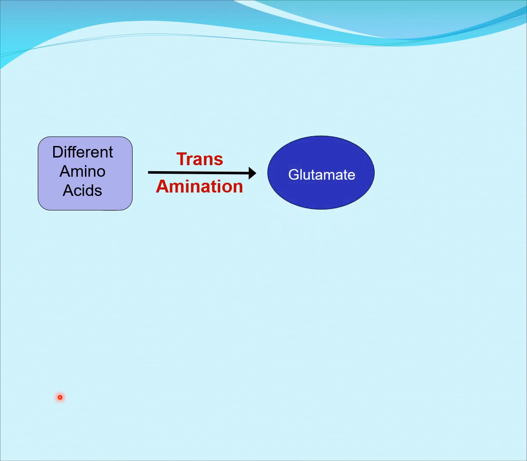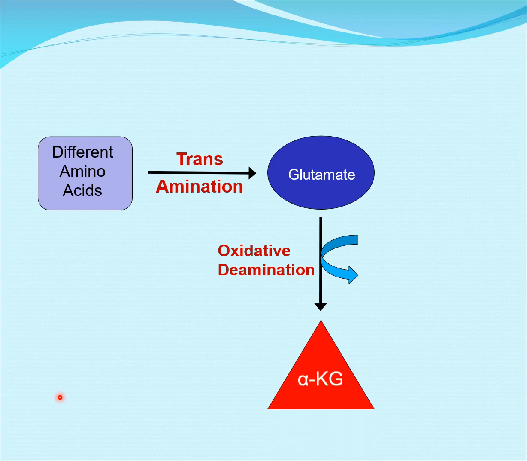So, in general, different amino acids by transamination would be converted into glutamate. This is the forward reaction. And this glutamate by oxidative deamination is converted into alpha ketoglutarate. This is accompanied by production of ammonia and requires conversion of NAD into NADH. So this is the forward reaction in which different amino acids will be converted into alpha-ketoglutarate by the combination of transamination and oxidative deamination, resulting in the production of ammonia.